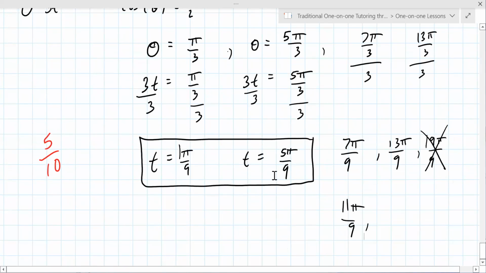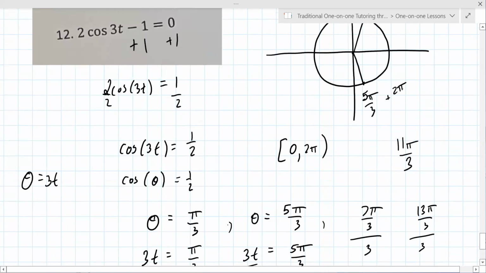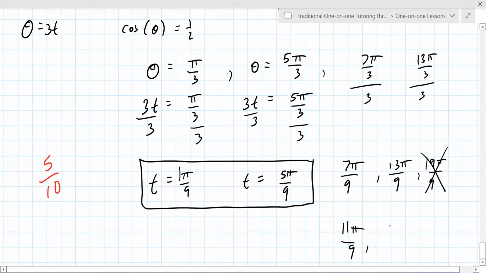And you can pattern it. If you recognize that it goes with the 5 pi over 9, 11 pi over 9, you can get the other one. But if you're not sure, you just go back. You're like, all right, now let me add 4 pi. And you're like, okay, 4 pi is really 12 pi over 3. So that's 17 pi over 3. And then when I divide that by 3, it's 17 pi over 9.